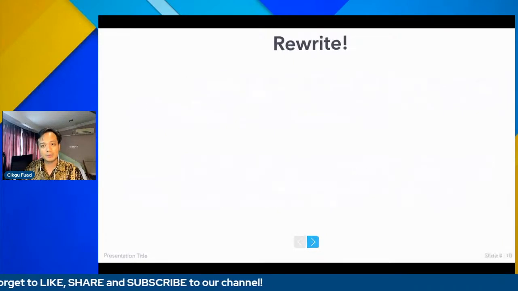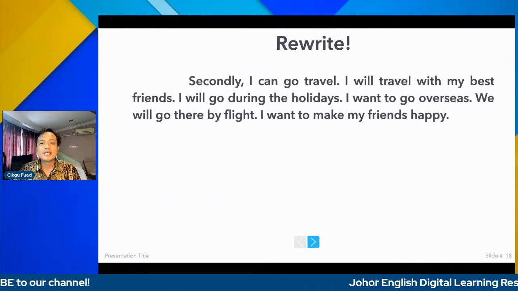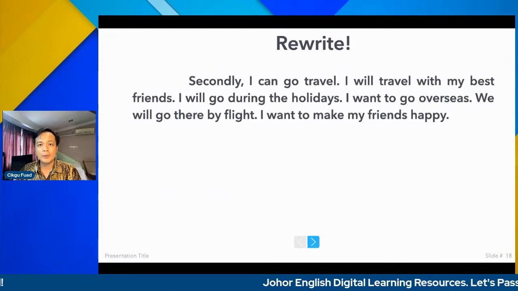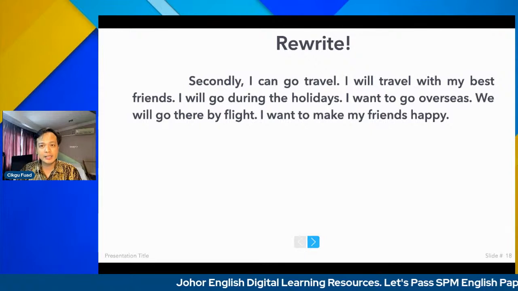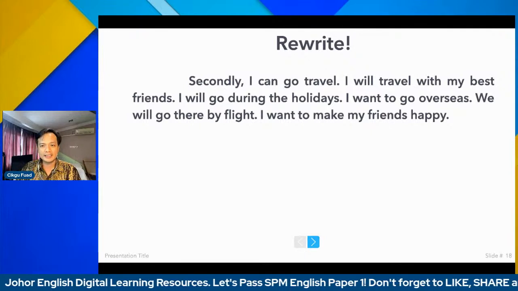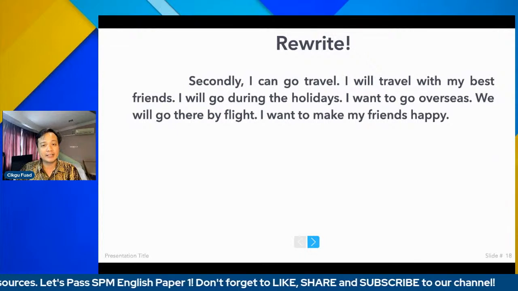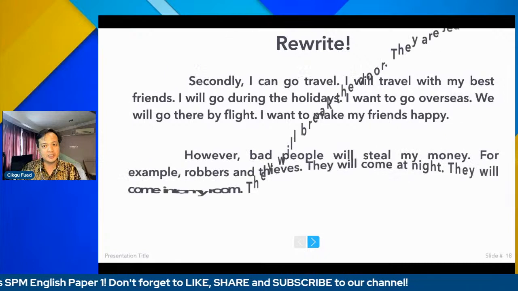Okay, now, next paragraph would be, secondly, I can go travel. I will travel with my best friends. I will go during the holidays. I want to go overseas. We will go there by flight. I want to make my friends happy. Okay, so far so good.